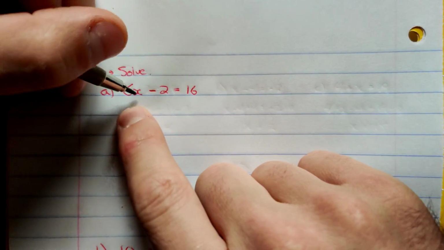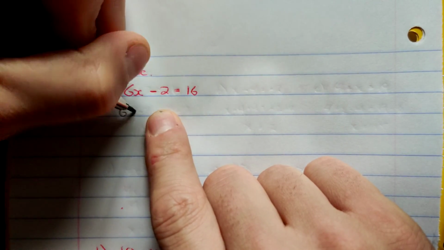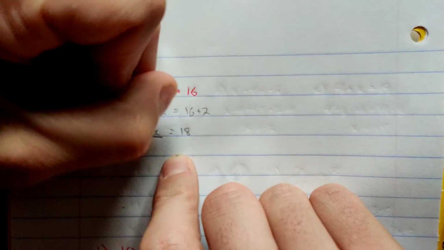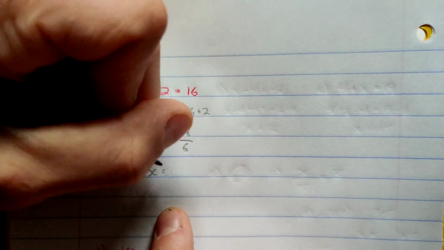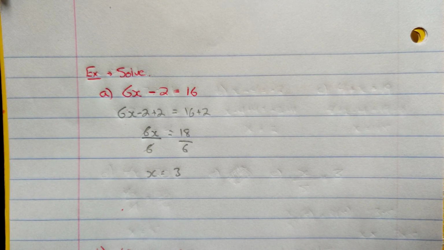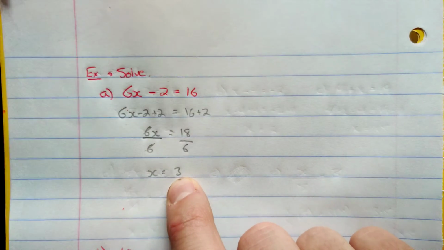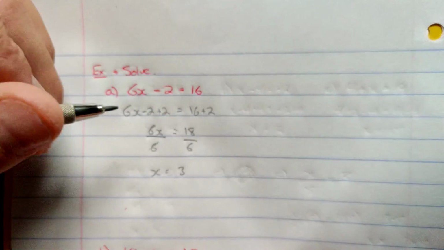So, BEDMAS would say multiply first, so we're going to get rid of the subtraction first. So 6x minus 2 plus 2 equals 16 plus 2. We're left with 6x equals 18. Divide both of those sides by 6. Those will get rid of each other. X equals 18 divided by 6 is 3. X equals 3. Check our answer. 3 times 6 is 18, minus 2 is 16. That equals the right side. We're all good. So that's the one method.